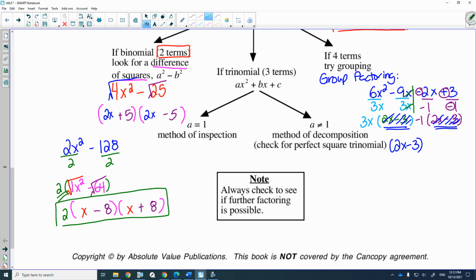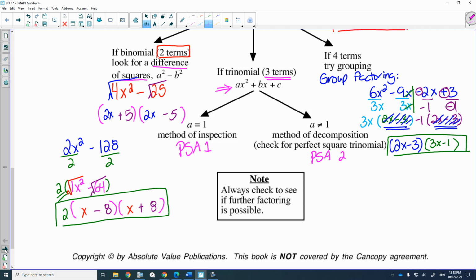Tristan, what would be my remaining factor? 3x minus 1. Okay, so that's what you're going to do if you have 4 terms. If you have 3 terms, it's going to be a trinomial, and it is either going to be a PSA 1 question or a PSA 2 question. We'll review PSA 1 and PSA 2 on the next page. And that's it. Those are your 4 types that you need to know. So let's flip the page.